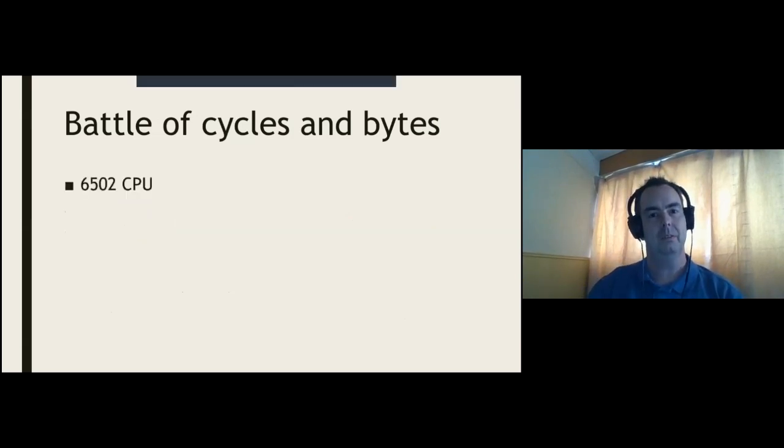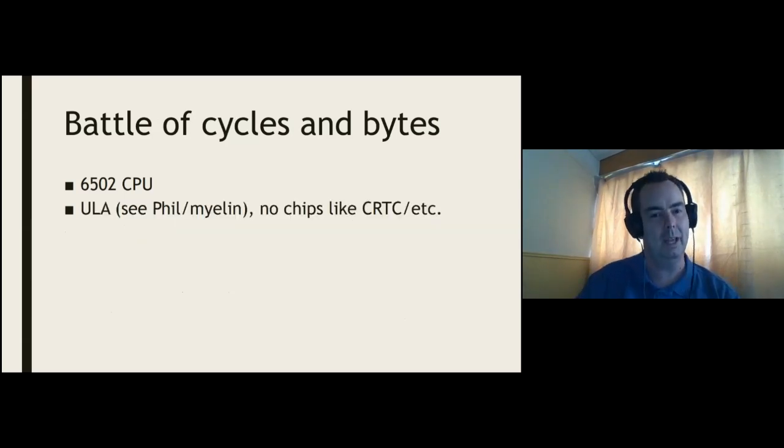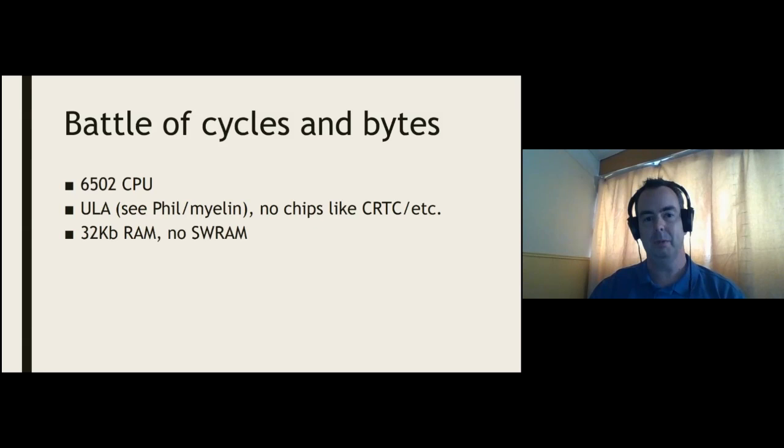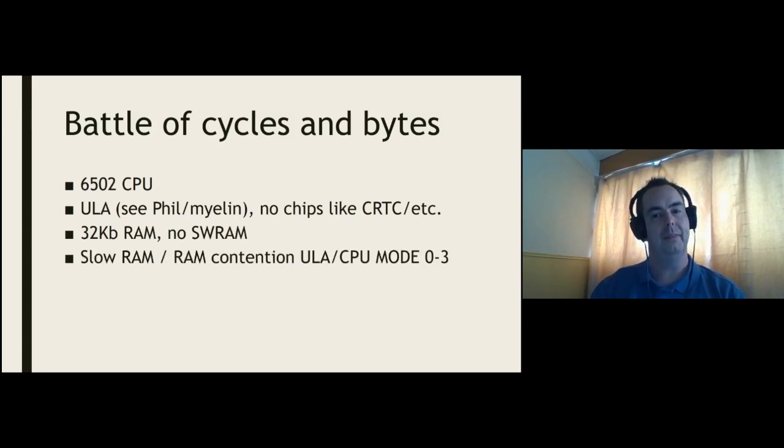So what am I up against? The Electron, most of you will probably know. A quick rundown of the Electron: of course, the 6502. And we have the famous ULA, and I'm pretty sure that Phil will be talking about that this evening a little bit more, and also the replacement ULA. But we have no other cool chips like the CRTC or video ULA or sound chip like the BBC has. So we have to make do with just the functionality of the ULA in the Electron. And of course we have 32 kilobytes of RAM, no sideways RAM as standard. And this is always a problem. We have slow RAM in the Electron, and we also have RAM contention between the ULA and the CPU in the high bandwidth modes 0 to 3.